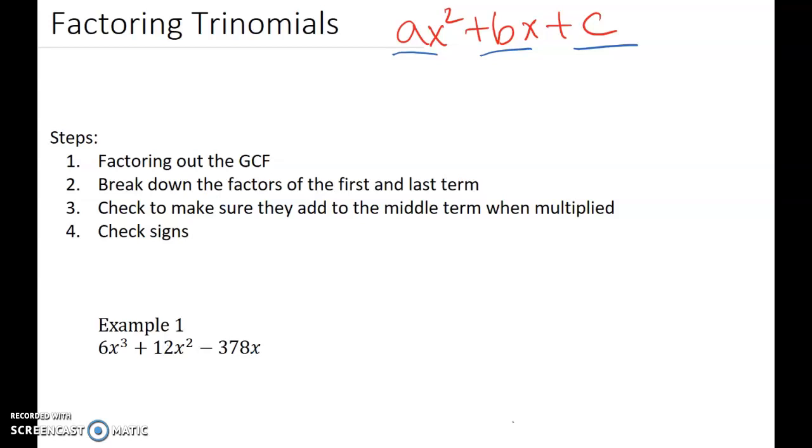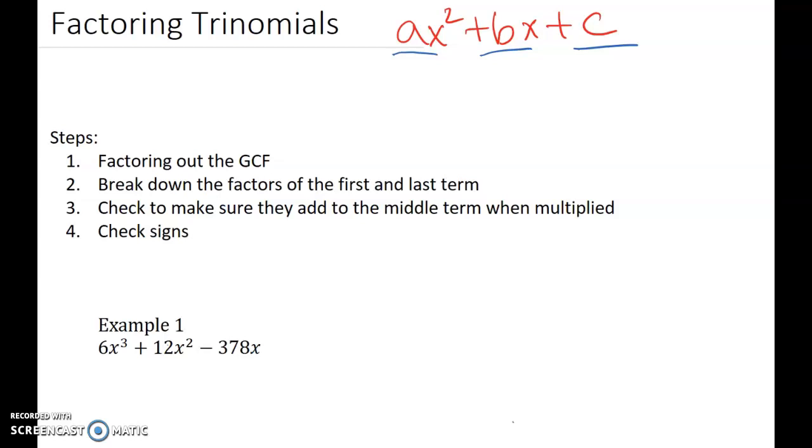Then step two is to break down the factors of the first and last term. And so I will show you what that looks like in our first example, and you'll see kind of what I mean by that. Then step three is going to be to check to make sure they add to the middle term when multiplied. And I'll show you exactly what that looks like. And then step four is to check the signs.